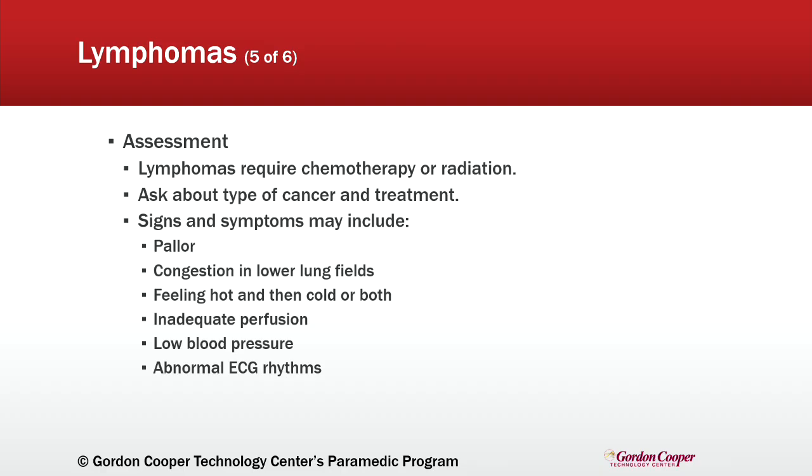Signs and symptoms may include pale skin, some congestion in the lower lung fields, the feeling of hot and then cold, or maybe even both in different areas of the body. It's a very confusing sensation for them. Inadequate perfusion or even low blood perfusion. And it's not unusual to see some abnormal EKG rhythms with these patients as well.